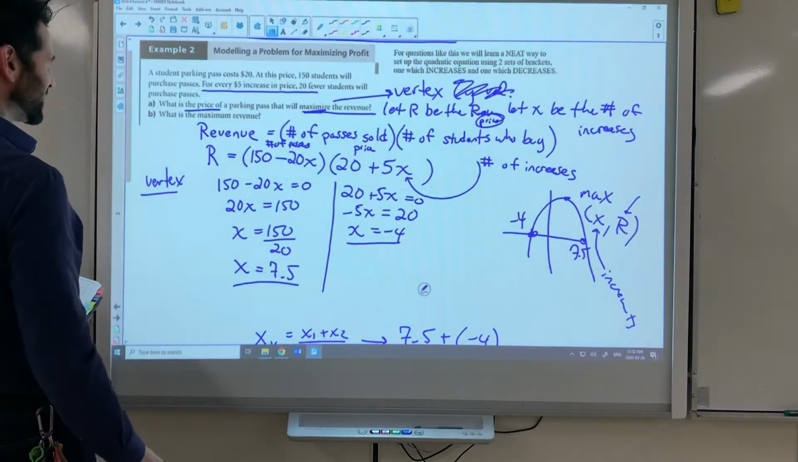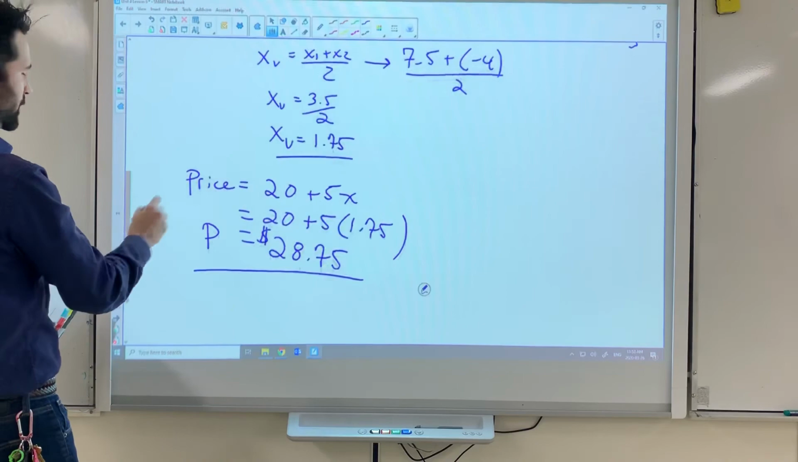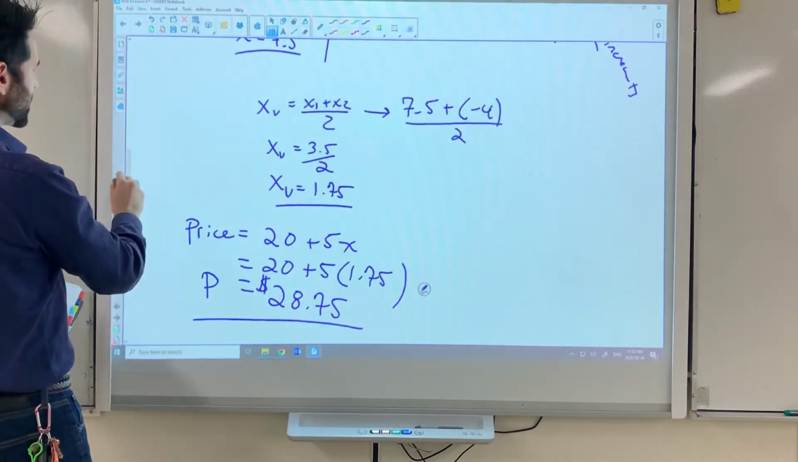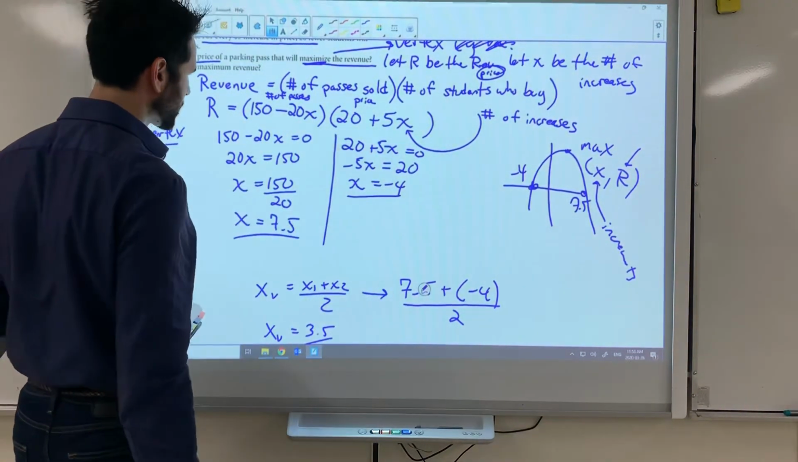Were they asking anything else? So we found the price, right. What is the maximum revenue? So we know the x value, and we can find the y value of the vertex by popping that into our original equation. So you're going to go plug it in here and figure out what you get.